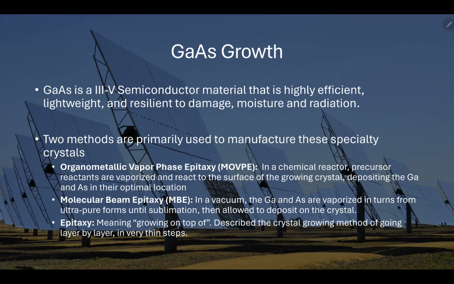Gallium arsenide, since it comes from two different elements, is usually manufactured using two specialty methods, which are organometallic vapor phase epitaxy and molecular beam epitaxy. MOVPE is a chemical reaction that happens at atmospheric pressure, where precursor gases are used to react and create the crystal. Molecular beam epitaxy, on the other hand, is a physical crystallization method.